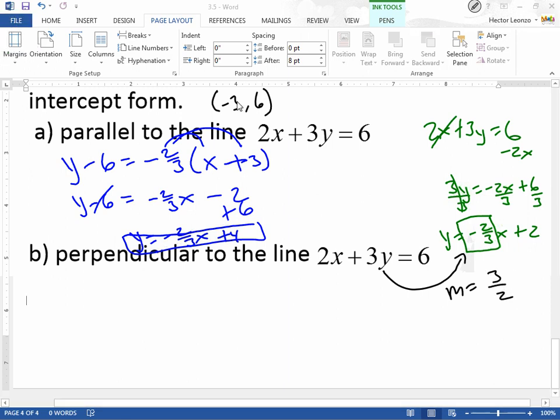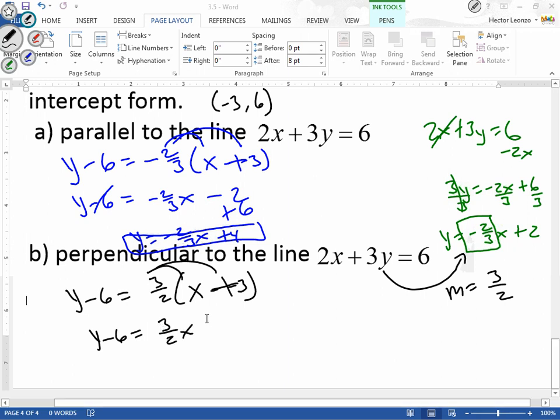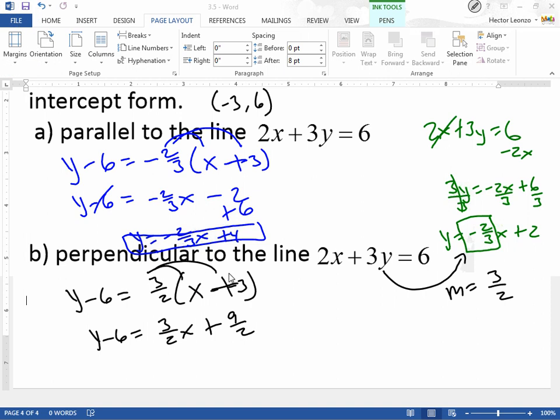All right. So once again, I have a point, I have a slope. So I'm just going to go y minus 6 equals 3 halves. And then inside my parentheses, I'm going to have x minus a negative 3. Once again, minus a negative, it's plus. So on the left side, there's not much I'm going to do now, just y minus 6. On the right side, multiply the 3 over 2 to the inside. So I have 3 over 2x plus 9 over 2, right? I'm just multiplying those two numbers.